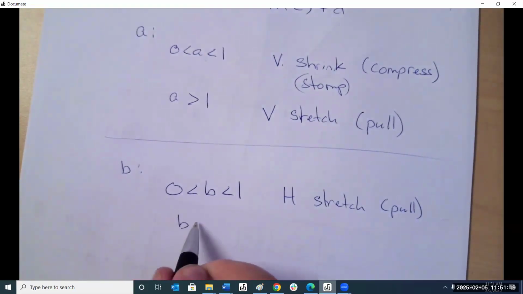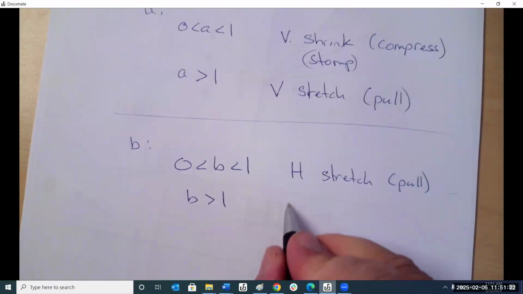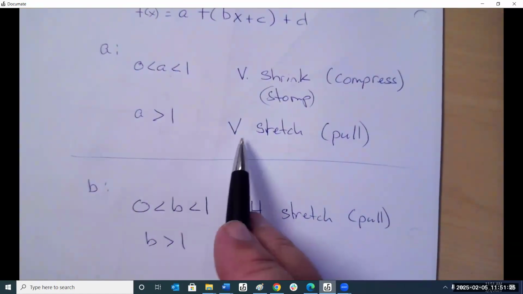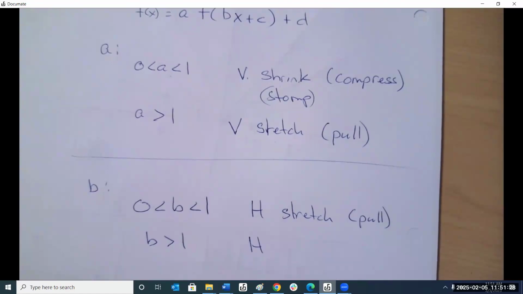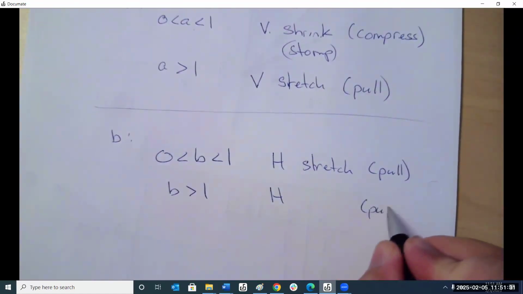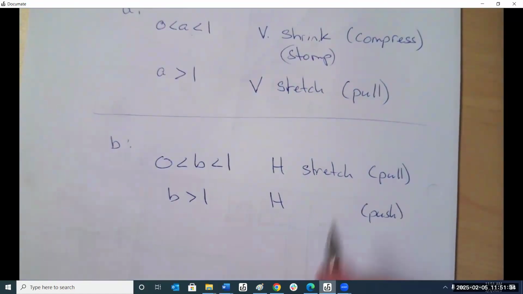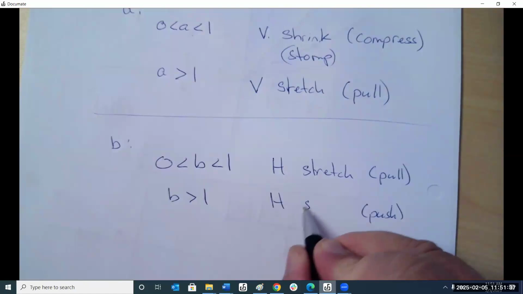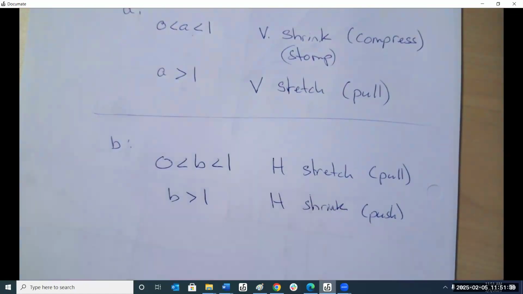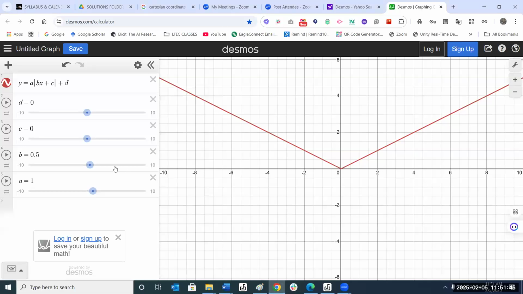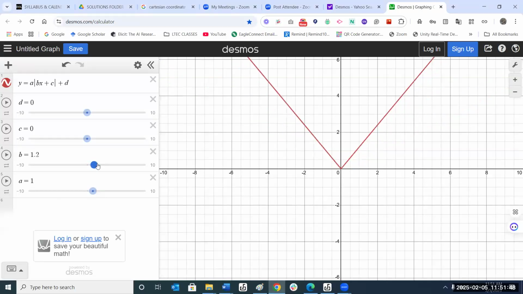Now, what if B is greater than 1? It's going to be a horizontal what? Remember, vertically, it's a stretch. This one's going to be a push. You're going to squash it. You're going to shrink it. So when B is greater than 1, horizontally, you're pushing it. That's why I have a push. It's done horizontally because it's just the opposite of what's happening vertically.